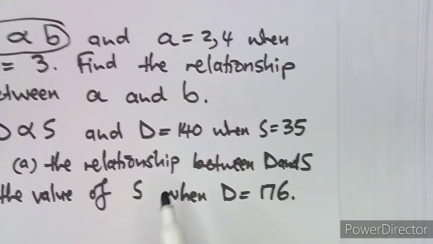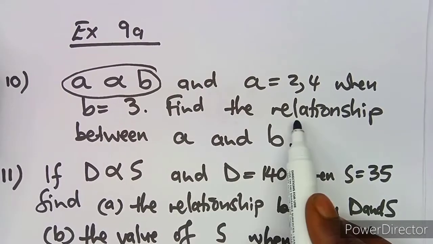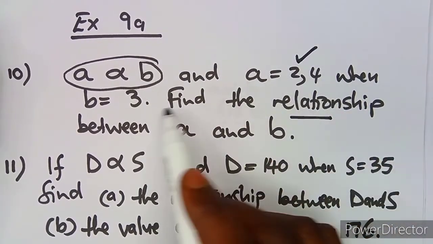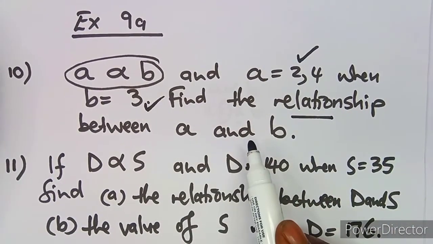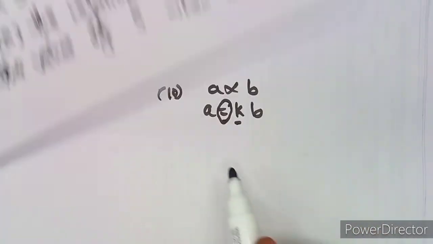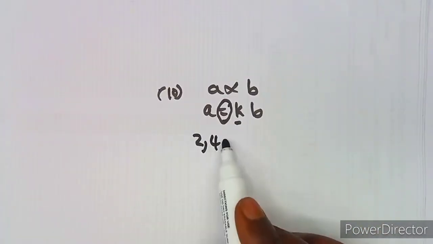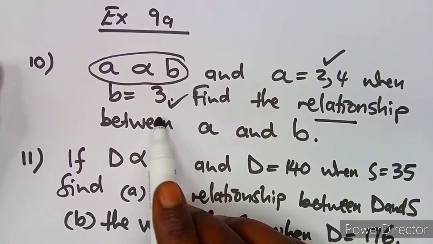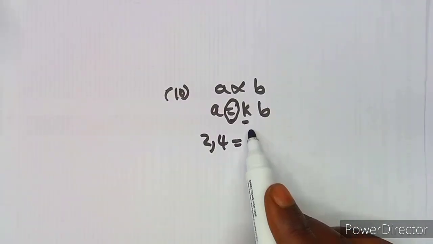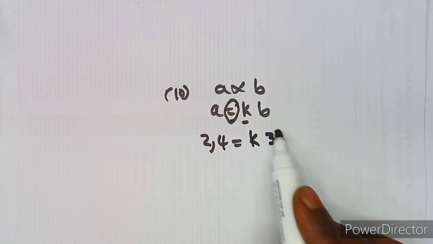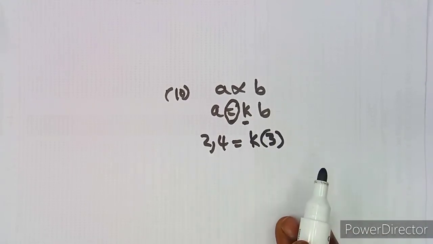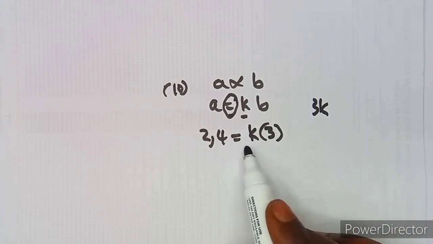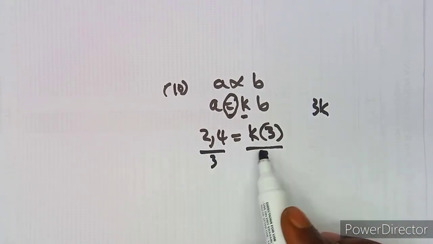To find the constant, so as to have the relationship between A and B, I'm just going to substitute the value of A and the value of B that I'm given. The value of A is 2.4, and the value of B here is 3. So someone can write 3K or K times 3, guys, yes, it's fine. It's one and the same thing. To find the value of K, you have to divide by 3 on both sides.